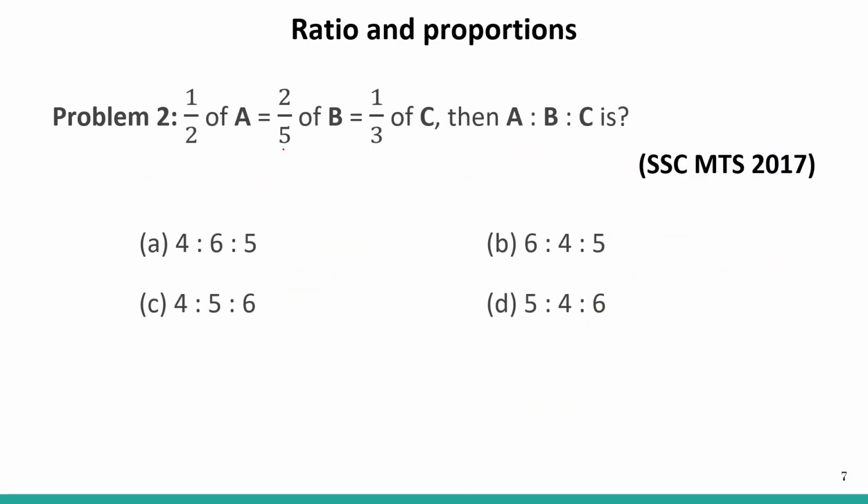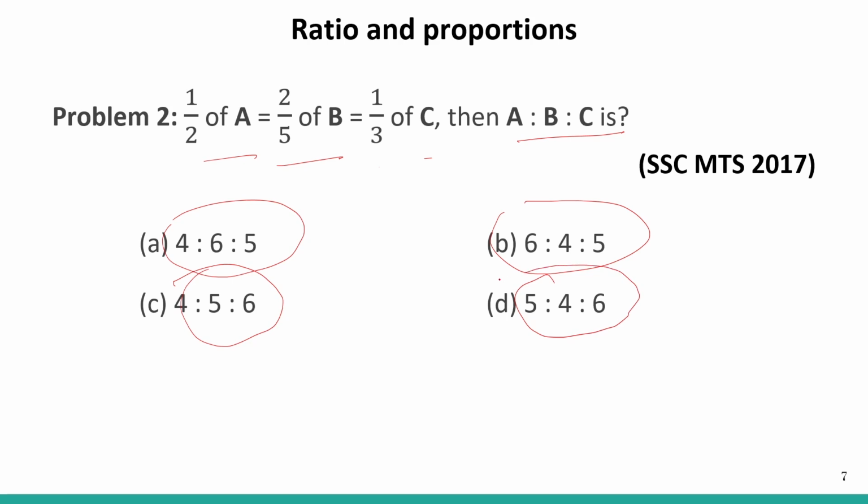1/2 of A is equal to 2/5 of B is equal to 1/3 of C. Then what is the ratio A is to B is to C? Is it 4:6:5, or 4:5:6, or 6:4:5, or 5:4:6? This question has also been asked in the SSC MTS 2017 exam.